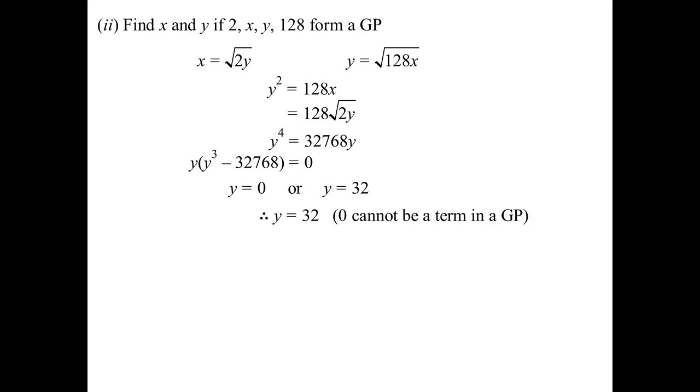Now, that trivial solution in the geometric one, because it's a fact that 0 can never be a number in a geometric series. Because at some point, if you want to work out the number before it or after it, you divide by it. Well, you can't divide by 0. So it would be impossible for 0 to be part of the pattern. So we know that 32 must be y, which means x is 8.